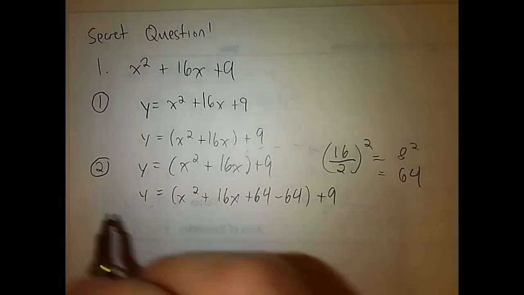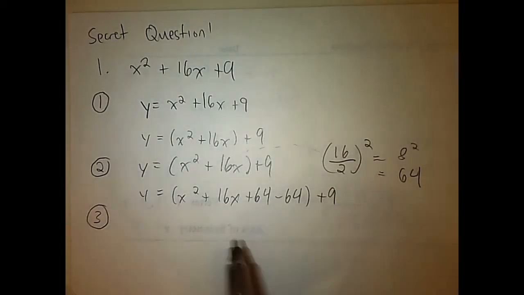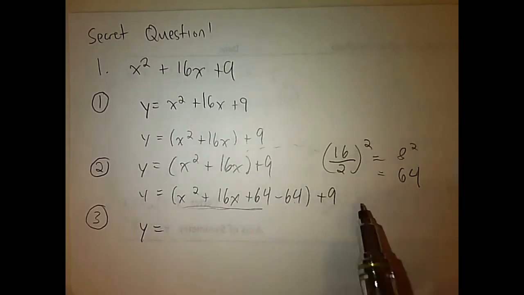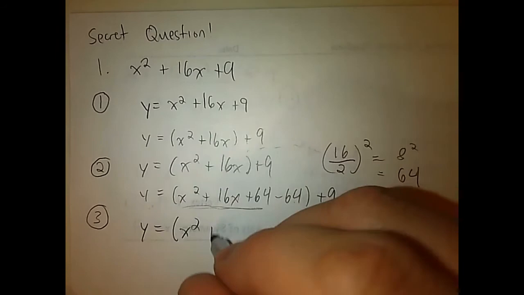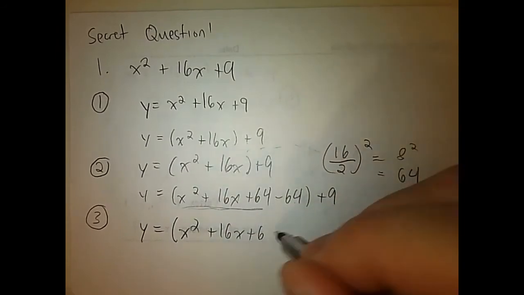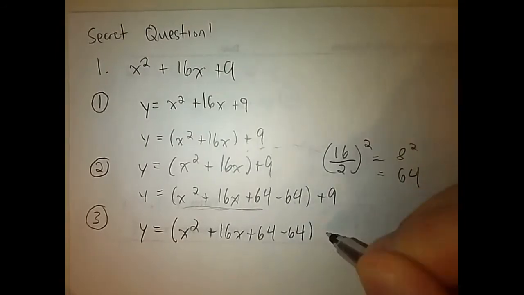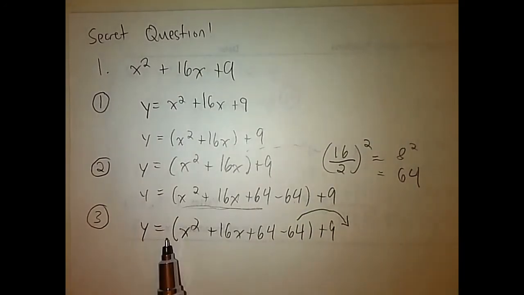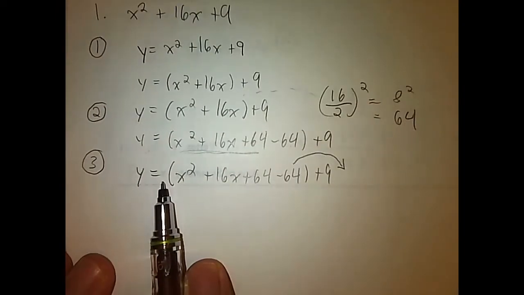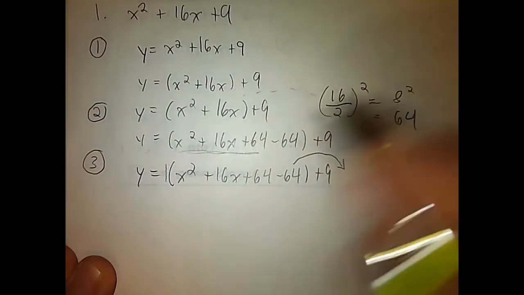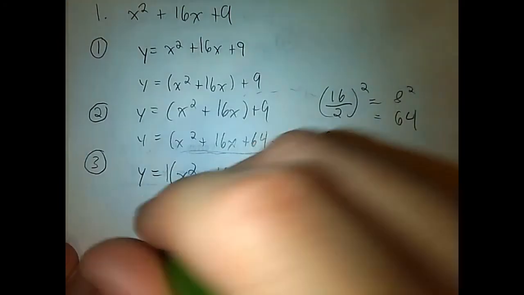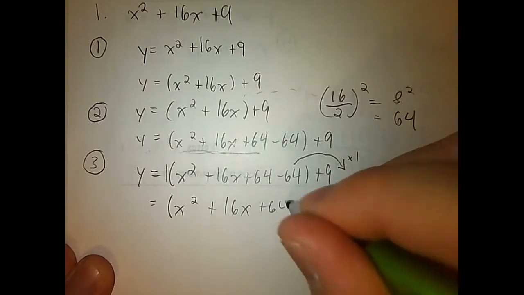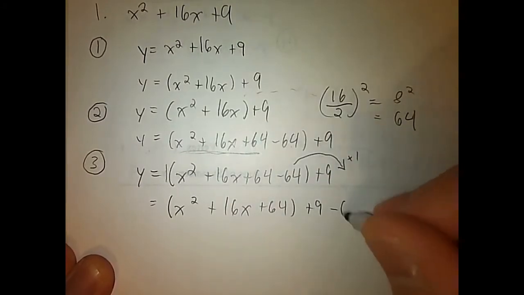Now, for step 3, I want to simplify things by just getting our perfect square by itself. So I'm going to move this 64 out. I'd multiply it by the common factor in the front. Again, there's no number here, it's just 1. You can put the 1 if you want, but I'm going to multiply it by 1 so that it becomes x squared plus 16x plus 64 plus 9 minus 64.